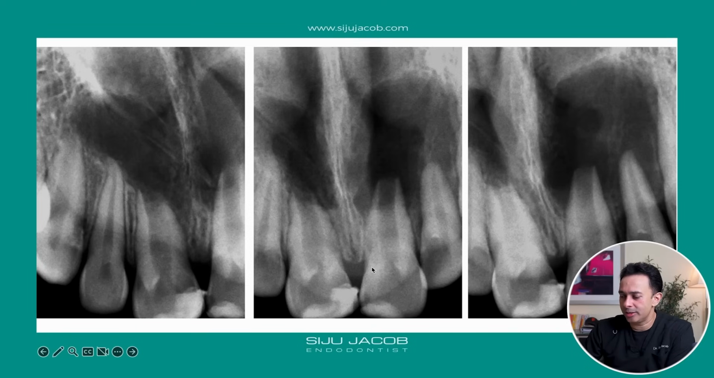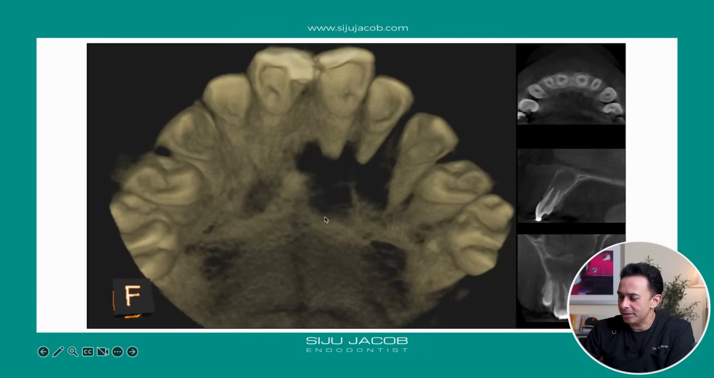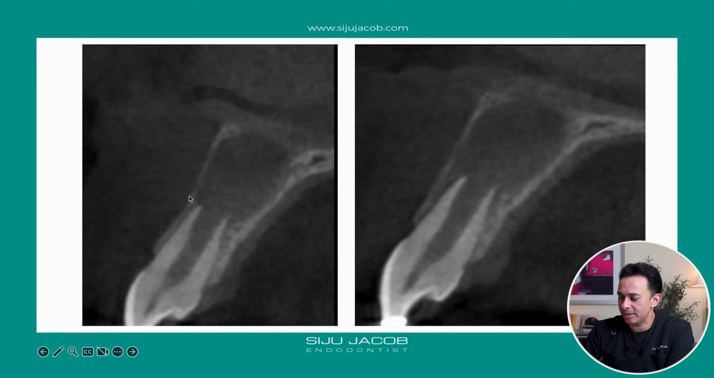So what I decided to do was long-term calcium hydroxide therapy of these teeth and see whether or not we can get some shrinkage. You can see quite a big lesion here. And if you look at the apices, they're quite open, open apexes with large lesions in both these central incisors.